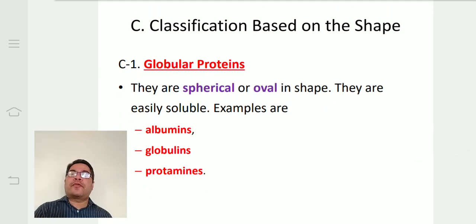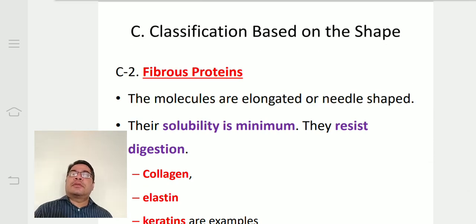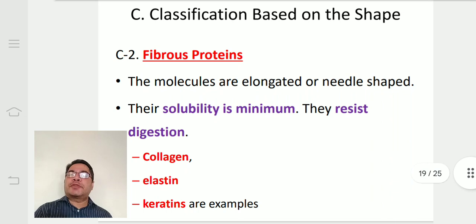Classification based on shape of proteins. First, the globular proteins. They are spherical or oval in shape. They are easily soluble. Examples are albumins, globulins, and glutelins. Next one is fibrous proteins. The molecules are elongated or needle shaped. Their solubility is minimum. They resist digestion. Example, collagen, elastin, and keratins.